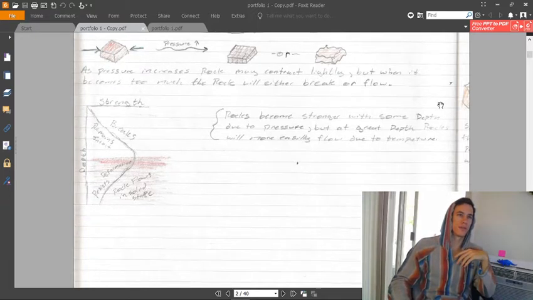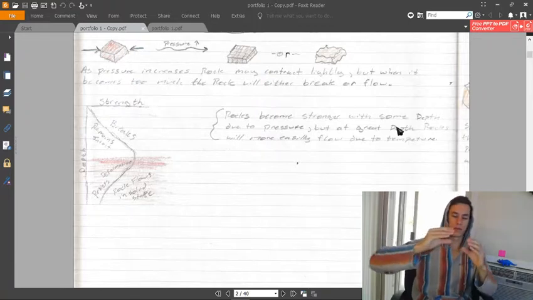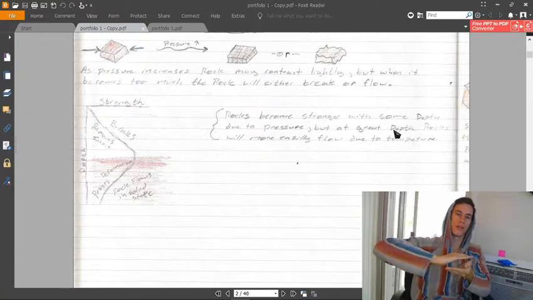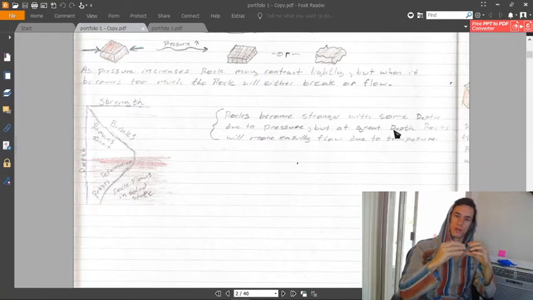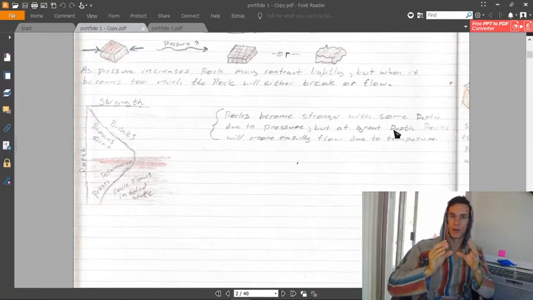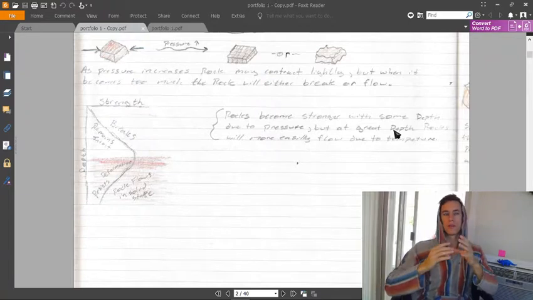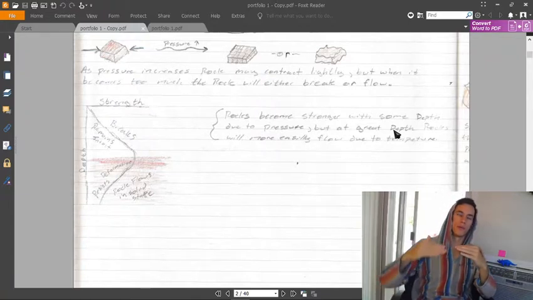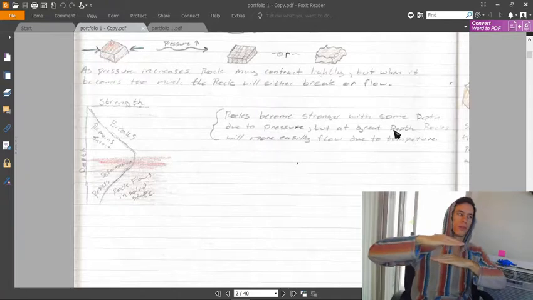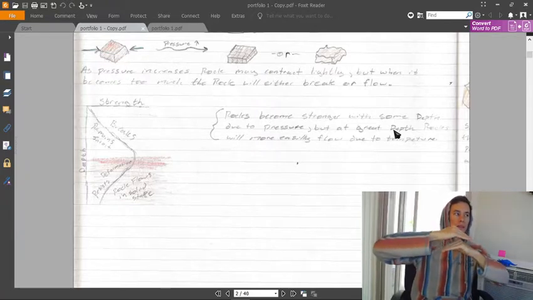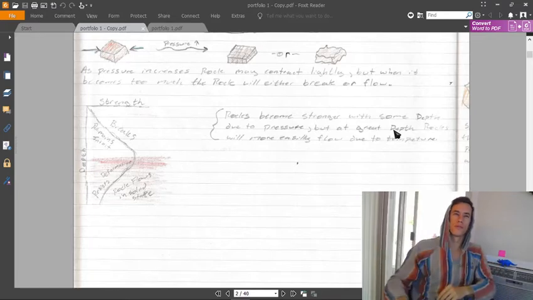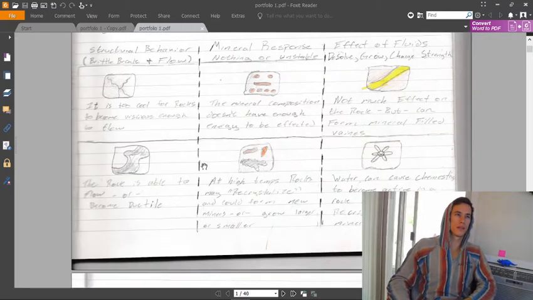I think that's pretty self-explanatory. Rocks become stronger with some depth due to pressure, but at great depth, rocks will more easily flow due to temperature. As you confine something, if there are a lot of spaces in between, you're pushing out all that air and making the bonds stronger, so it resists forces that try to break or pull it apart a lot more readily. But as you put more and more pressure and more heat, it makes it flow more. So let's go on to the next page.